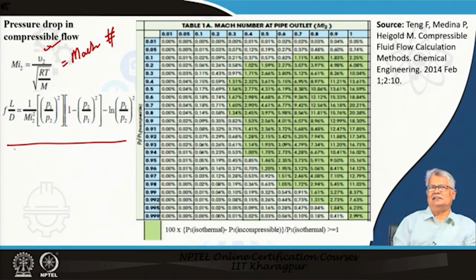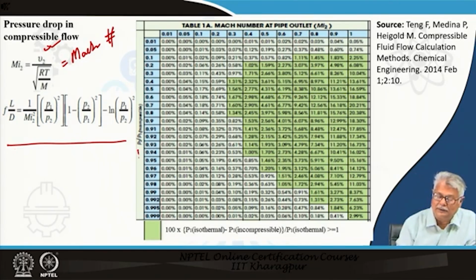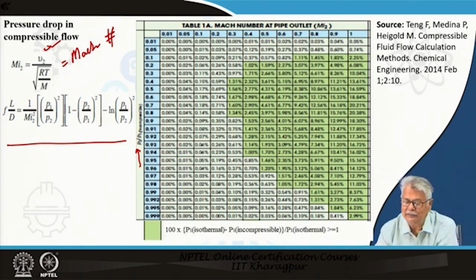Now, f times L by D, f is the friction factor here. What was done by the authors of this particular paper is very interesting. If you look at this particular chart, the vertical column on the left is P2 upon P1. On the right side you have the Mach number. The maximum limit of the Mach number is naturally 1, because you cannot have V2 exceeding the sonic limit, and it starts from 0.01 or 1% of the sonic velocity.